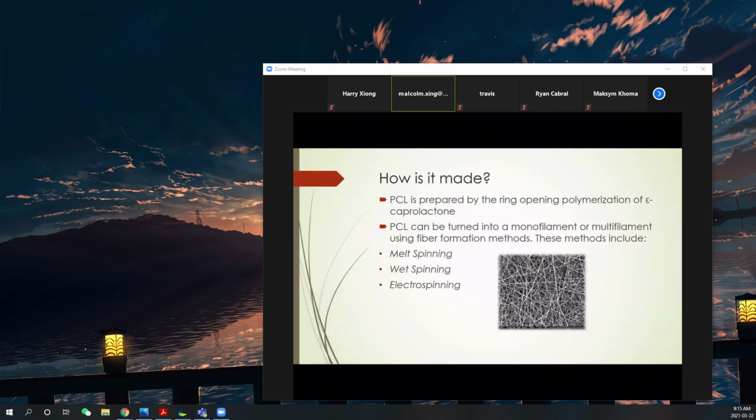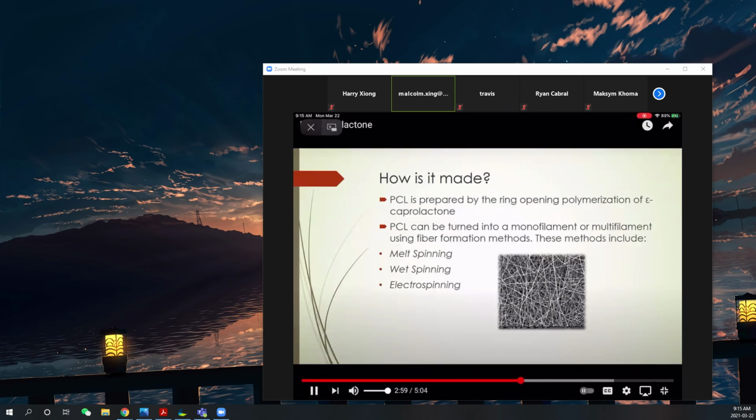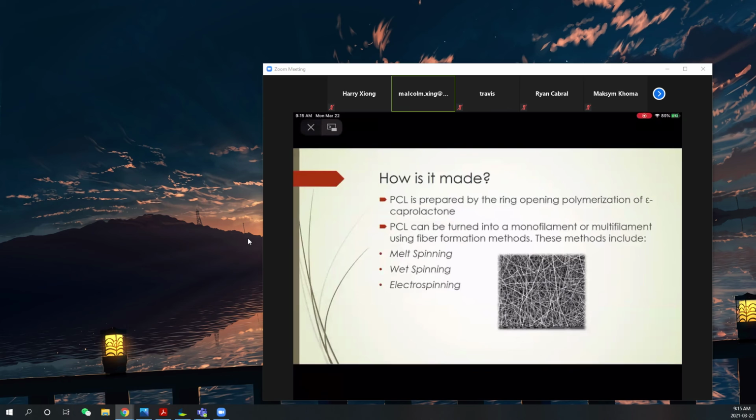Now that we've covered some of the applications and properties of PCL, one of the papers you can remember is the peptide conjugated with PCL nanofiber. You guys remember? That's using electrospinning to make nanofiber. And now let's see how PCL is made.